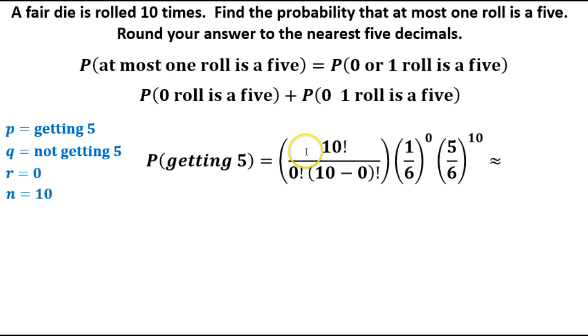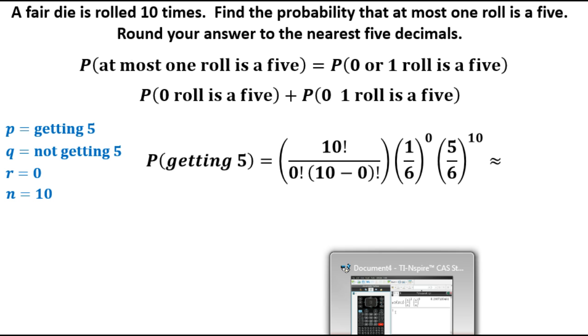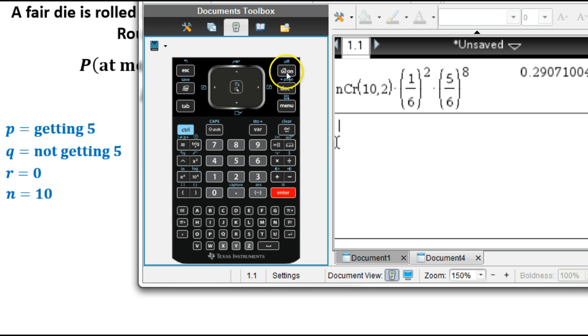If you want to, you can plug this one into your calculator. You'll find out that the answer on this one is just 1, because anything raised to the 0 power is 1. So technically what you can do is just type in 5/6 raised to the 10th power. Excuse me, not 1, but that will give you your answer here. So we can do that. 5 divided by 6 raised to the 10th power.